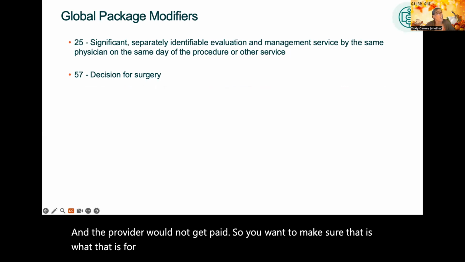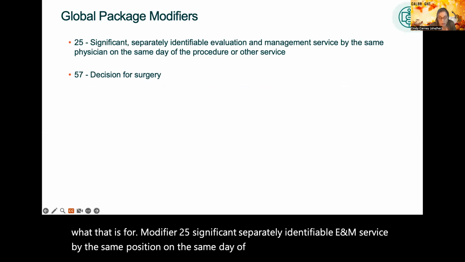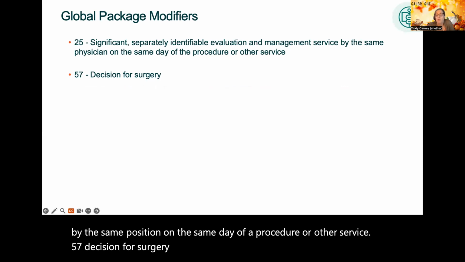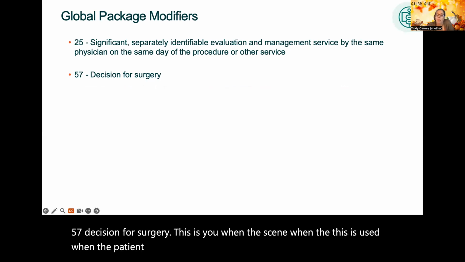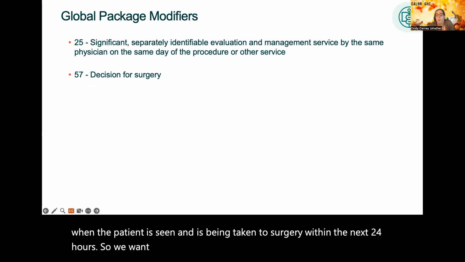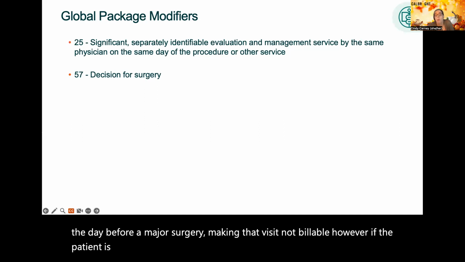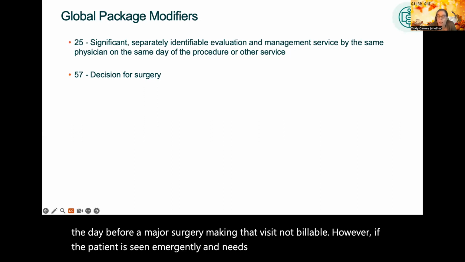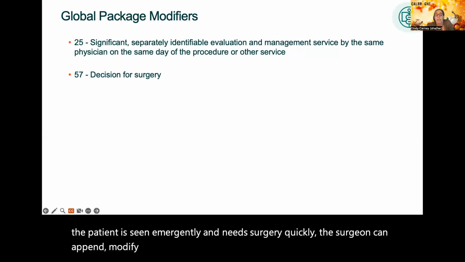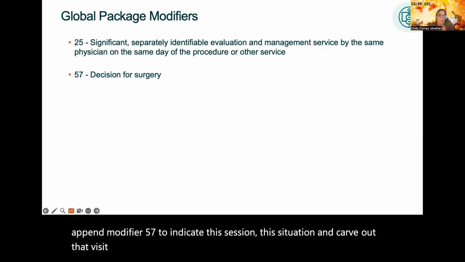Modifier 25, significant, separately identifiable E&M service by the same physician on the same day of a procedure or other service. 57, decision for surgery. This is used when the patient is seen and is being taken to surgery within the next 24 hours. So we want to remember that the global surgery package includes the day before a major surgery, making that visit not billable. However, if the patient is seen emergently and needs surgery quickly, the surgeon can append modifier 57 to indicate this situation and carve out that visit from the global package.